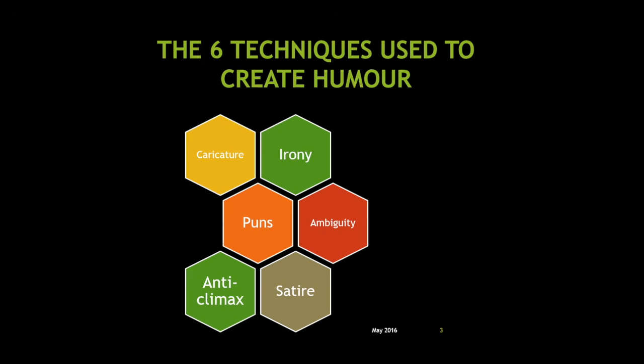So on to business. This slide gives you a quick visual overview of the different techniques used to create humor. They are caricature, irony, puns, ambiguity, anticlimax, and satire. I'm sure some of you are already familiar with quite a few of these concepts, but I'm going to start at the beginning so as to leave no one behind. In this video, we will cover caricature and the different types of irony. Let's begin.